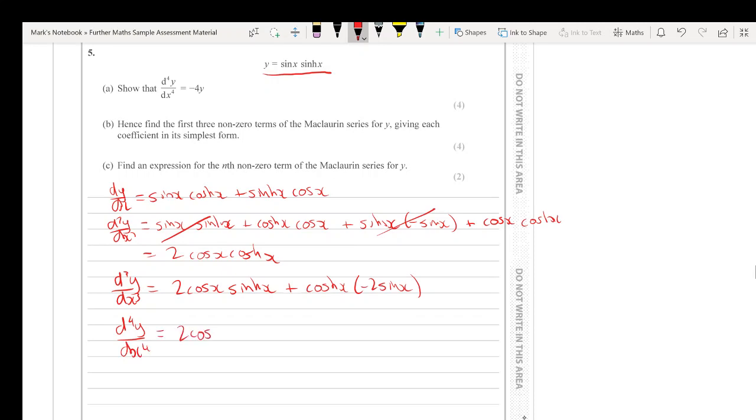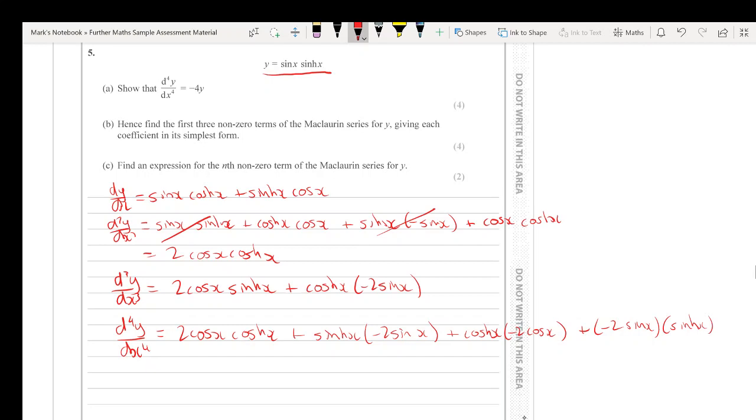first 2 cos x, differential of second, sine goes to cosh, plus second, which is sine x, differential of the first, cos goes to minus sine, sine x. And then onto this one, first, which is cos x, differential of the second, differential of minus 2 sine is minus 2 cos, and plus second, minus 2 sine x, differential of the first is sine x.